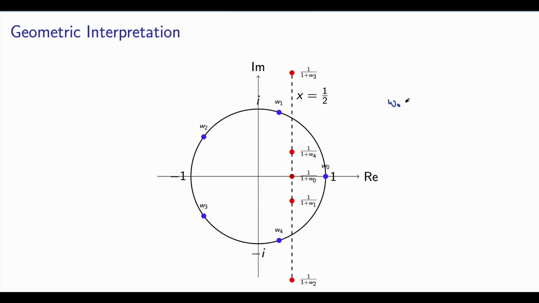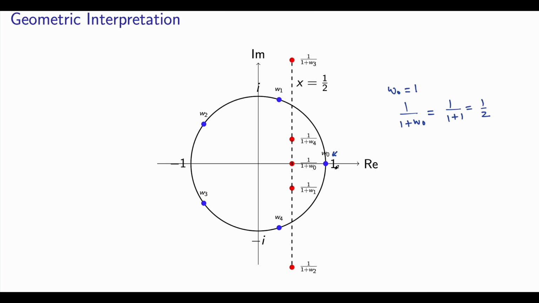So if you see the geometrical interpretation, this is the line x equal to half. You know w0 is 1. What about 1 upon 1 plus w0? 1 upon 1 plus 1, which is equal to 1 by 2. So this root, the blue color root, will map exactly onto half, on this line x equal to half, the red one, right? And if you see here, all the roots are on the line. The most important part here is the upper half from this real axis. All the roots which are above are mapping below, right?